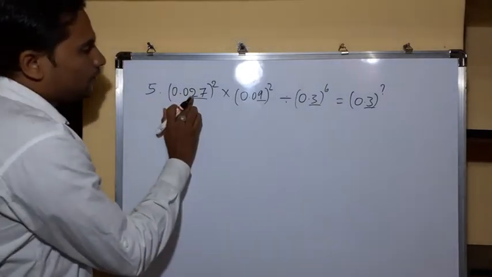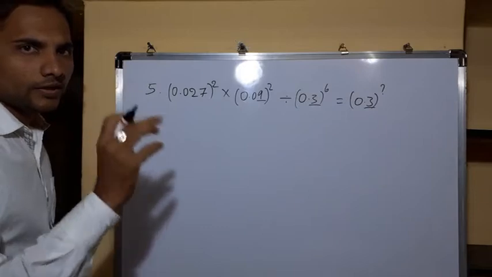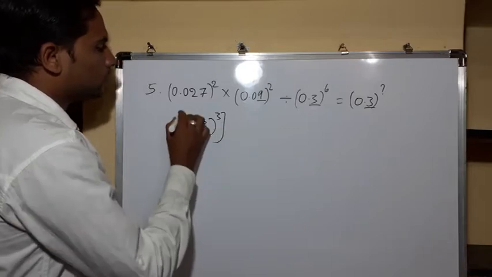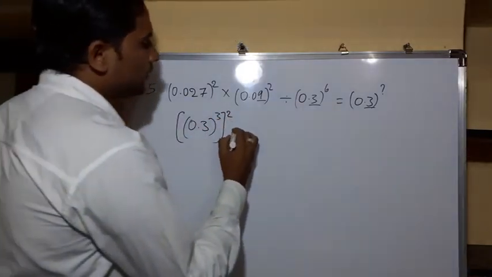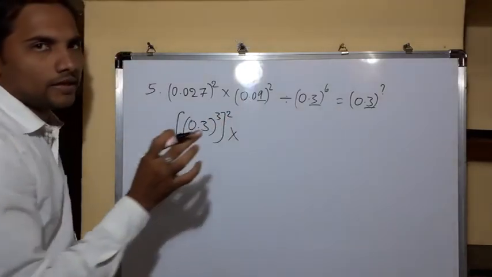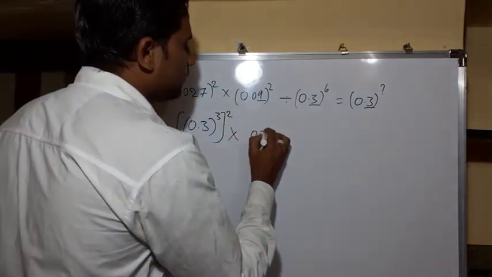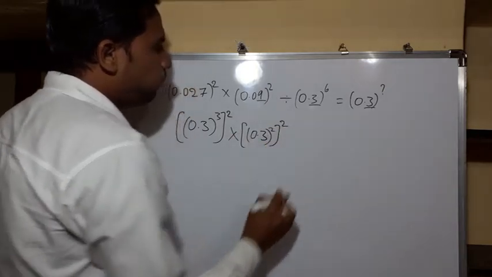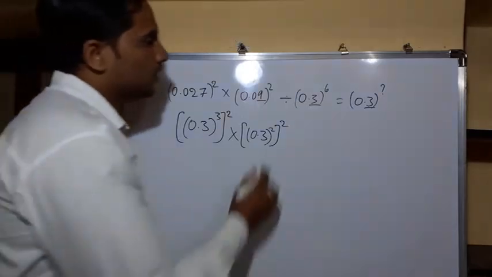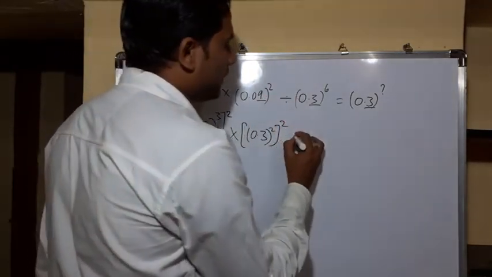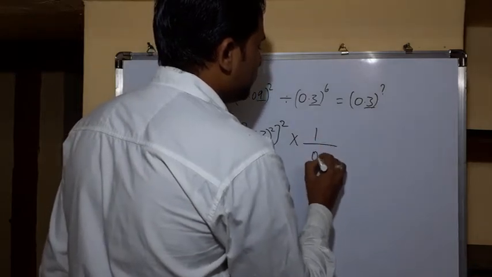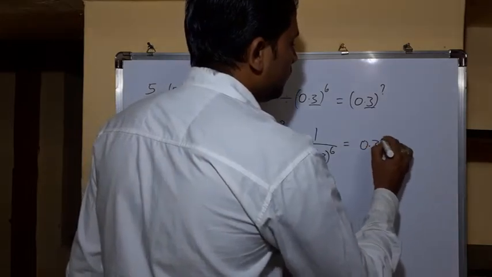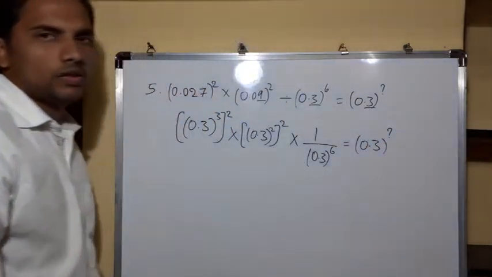So now we have found that 0.027 is what? It is 0.3 cube. So I will just write that (0.3 cube) whole to the power 2 into this 0.09 is what? It is the square of 0.3, (0.3 square) whole to the power of 2. See this divided by, I can write in the multiplication fashion, 1 by 0.3 whole to the power of 6 is equals to 0.3 whole to the power of question mark.